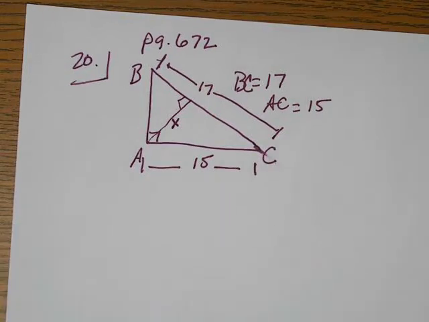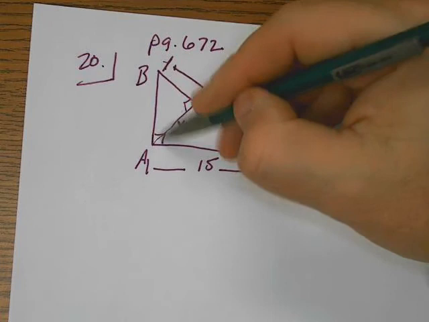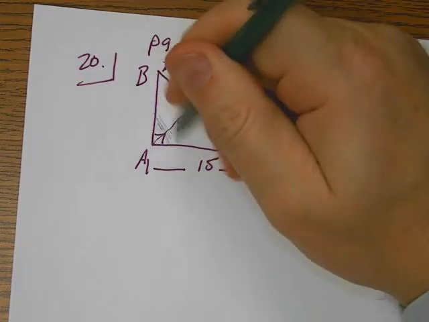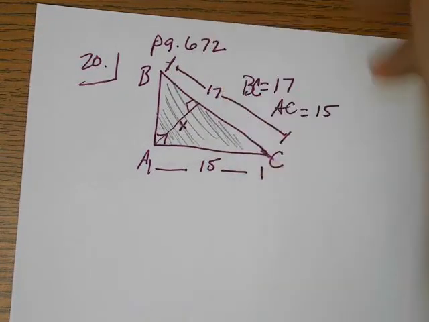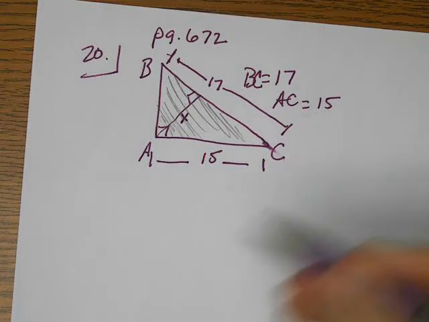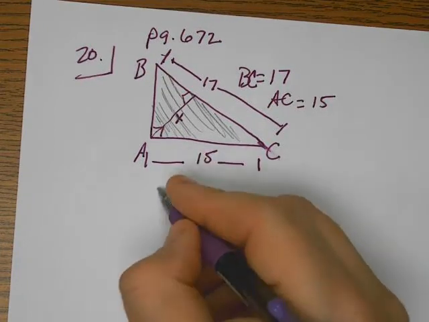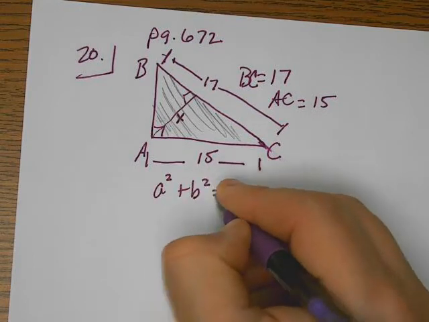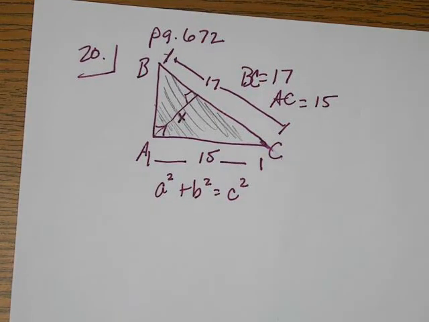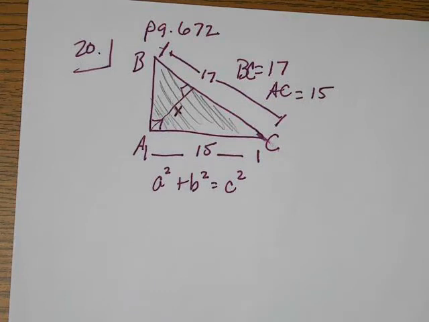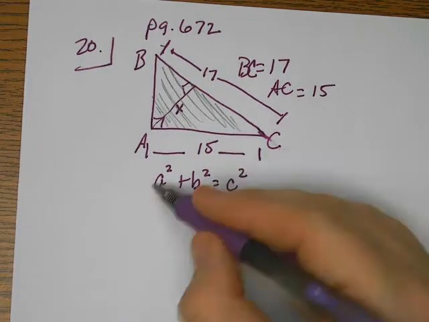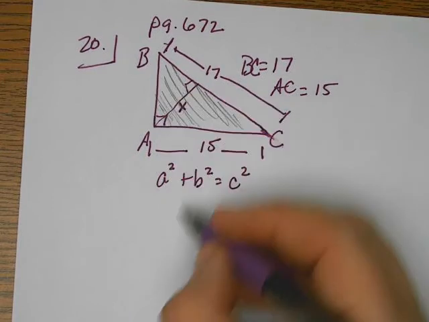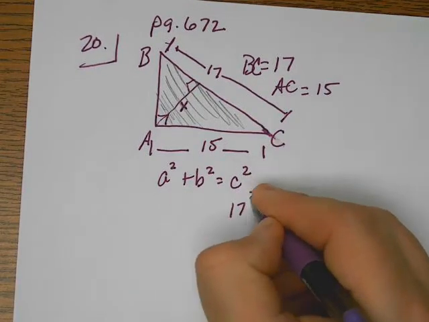Okay, like I just alluded to, if I look at, let me shade it with my pencil, if I look at the entire triangle, the big one, I can use the Pythagorean theorem to solve. The Pythagorean theorem is the leg squared plus the leg squared is equal to the hypotenuse squared. Okay? So now when I do that, I end up with the hypotenuse squared is 17 squared.